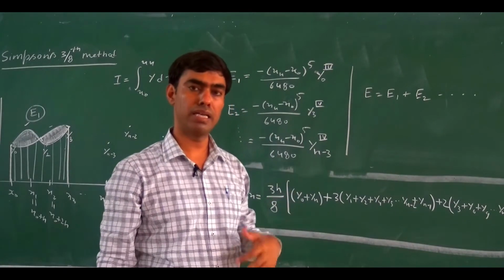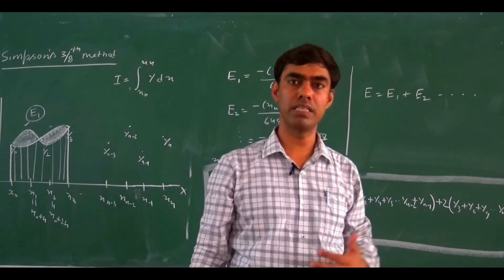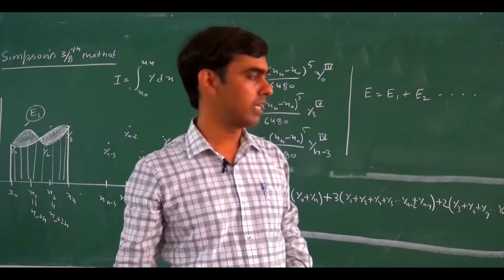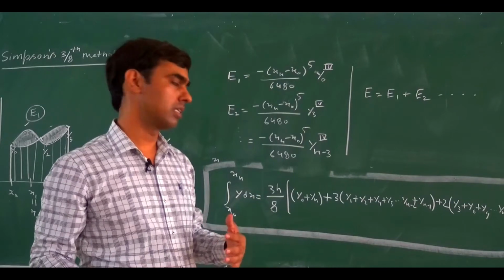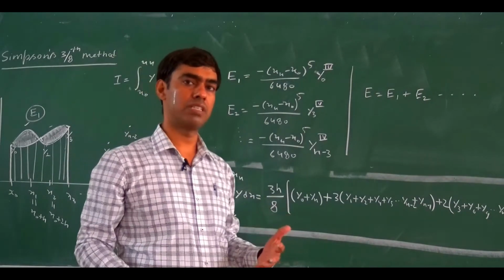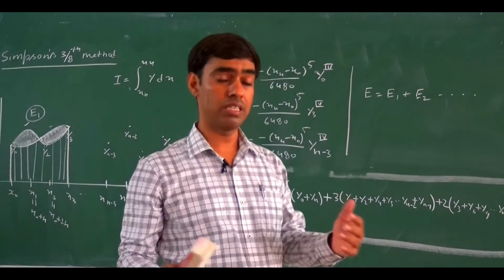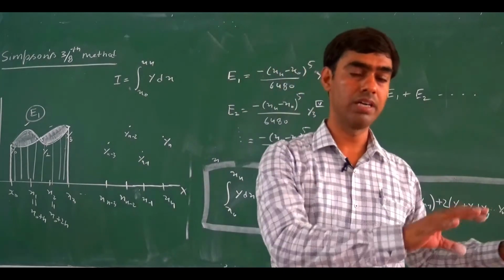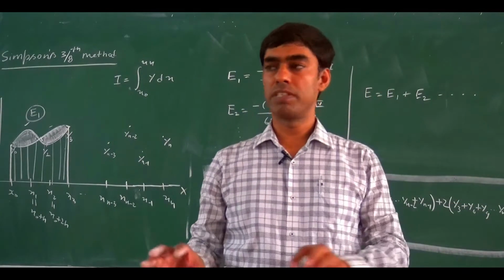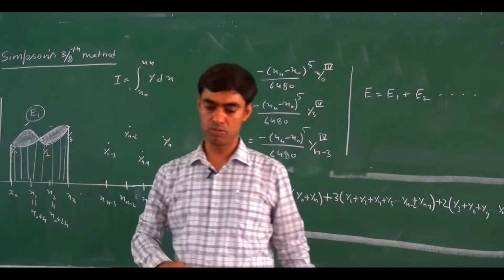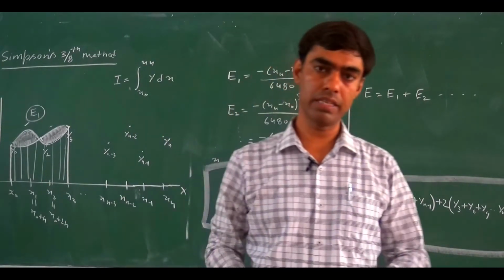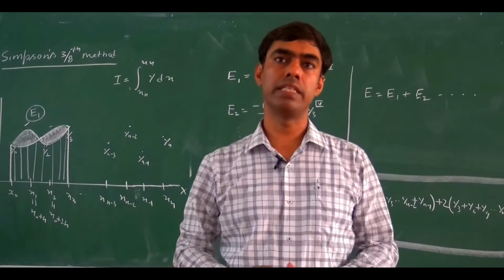In a similar manner, we find the error in the second step, the error in the third step, and so on. Then we can find the total error depending on how many parts there are; if there are 2 parts, then E1 plus E2, like this. So this is all about the Simpson 3/8 method.